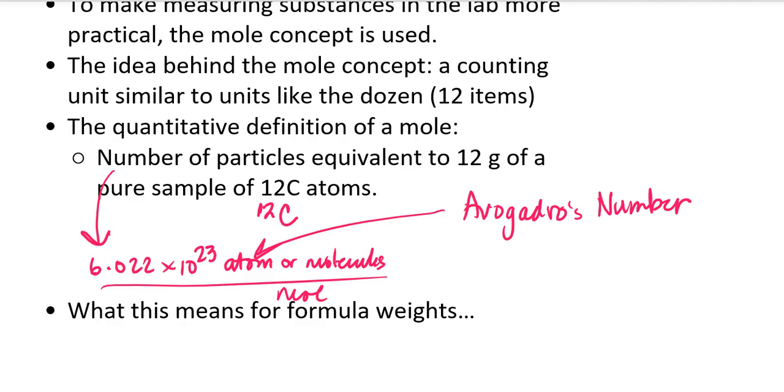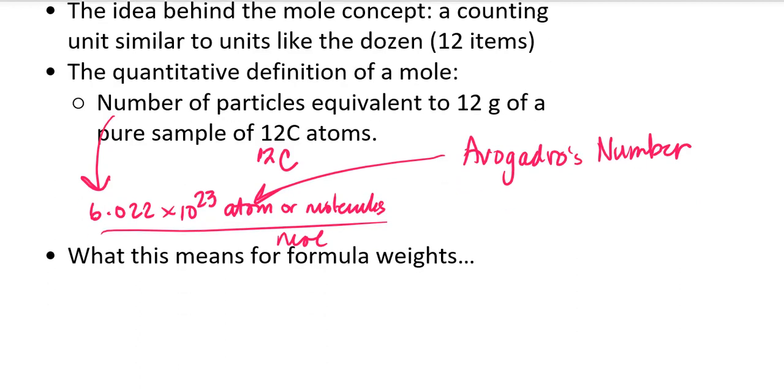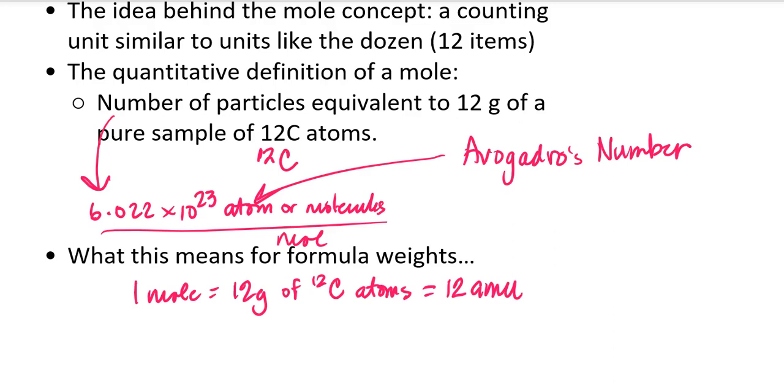The mole concept is also helpful because it bridges the gap between molecules and mass units that we can use in the lab. The way that happens is the following. We've been told that 1 mole is equal to 12 grams of carbon-12 atoms. Keep in mind that by definition, 12 grams of carbon-12 atoms are equivalent to 12 atomic mass units.